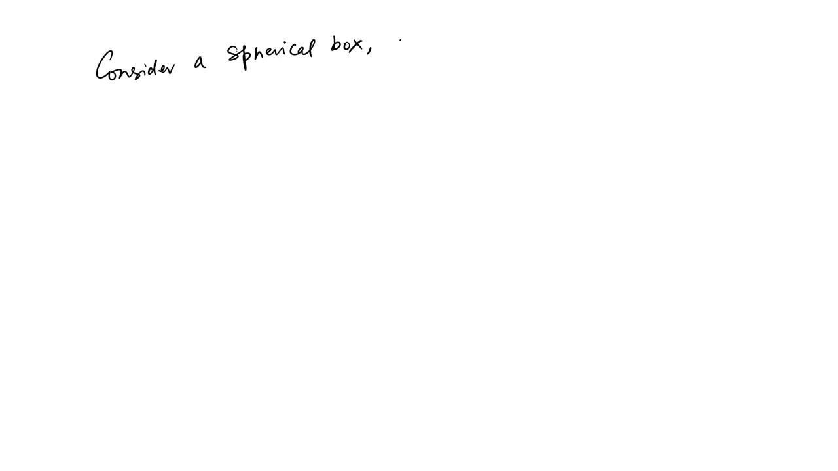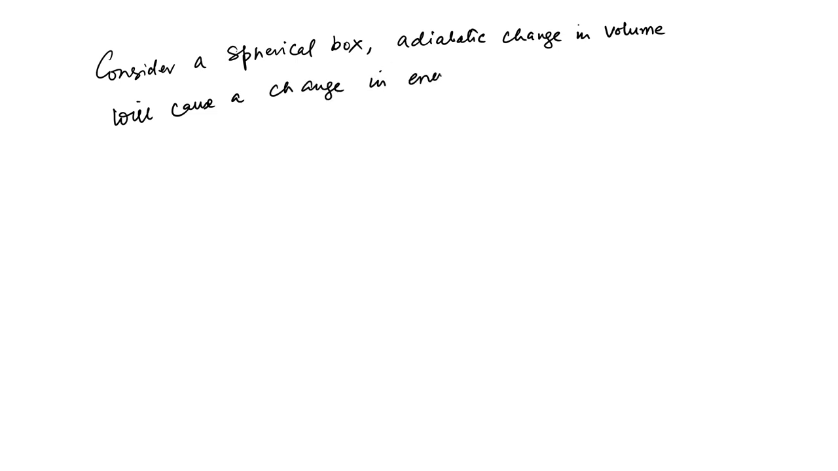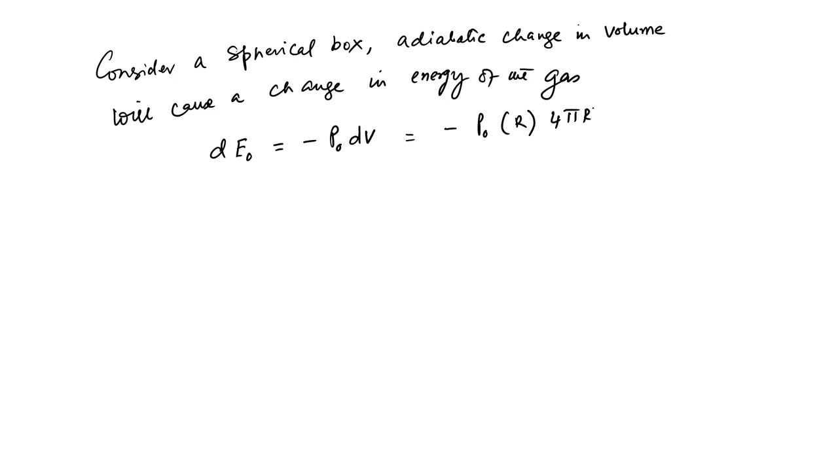an adiabatic change in volume V, which can be either expansion or contraction, will cause a change in energy of the gas which is given by dE0, because we are talking about the ground state, equal to minus P0 dV. Okay? And because we have taken a spherical box, P0 is really a function of R, the radius of this spherical box, and dV is 4 pi R squared dR.